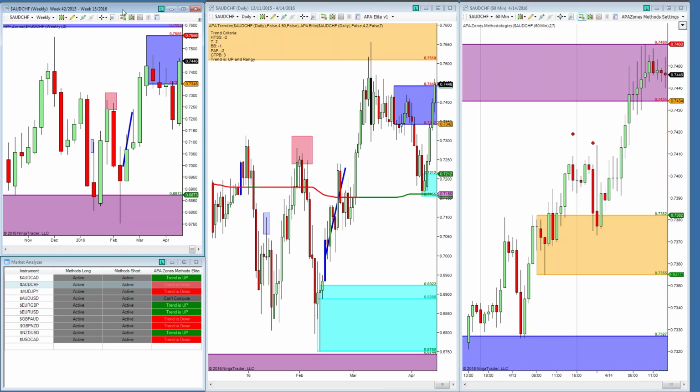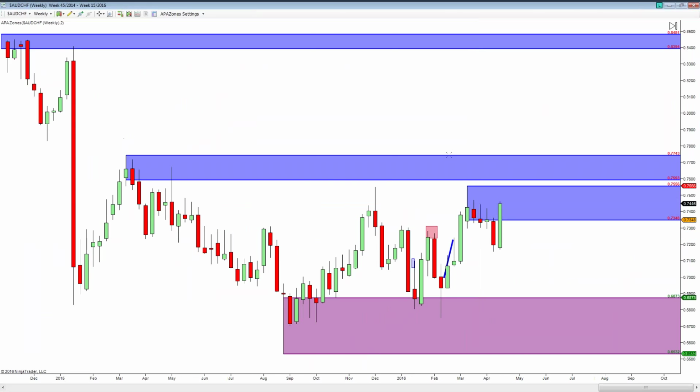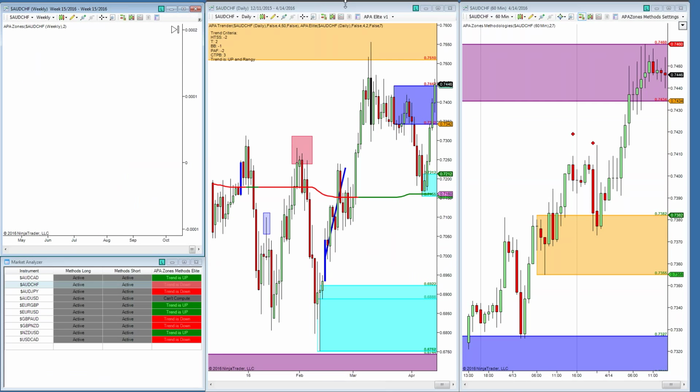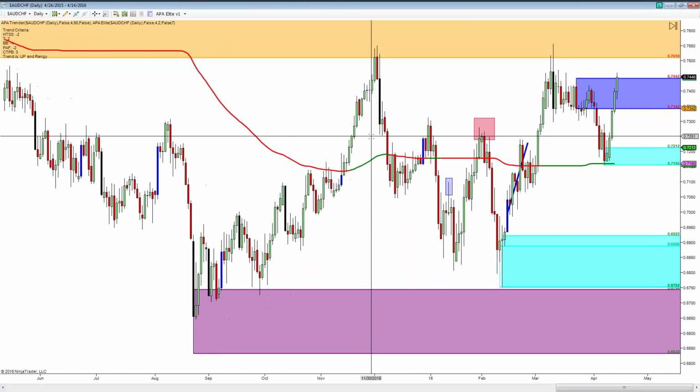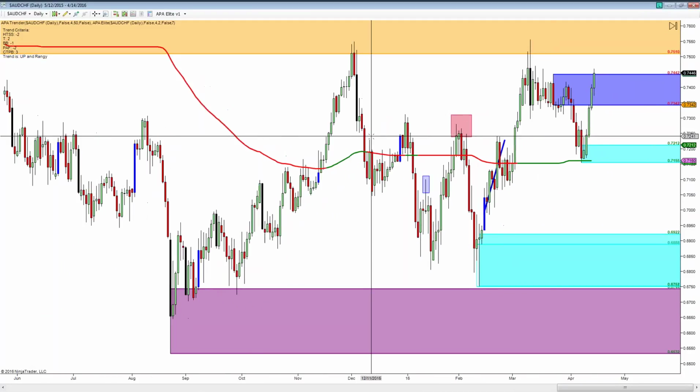Aussie CAD on the weekly. Again, I would feel like we're kind of, or excuse me, Aussie Swiss on the weekly. I feel like we are in the middle of the range, moving back and forth, and we're retesting this high. This zone has had a little bit of resistance to it, but I'm still looking at the blue zone just above to really give us the resistance or the supply that we're needing.